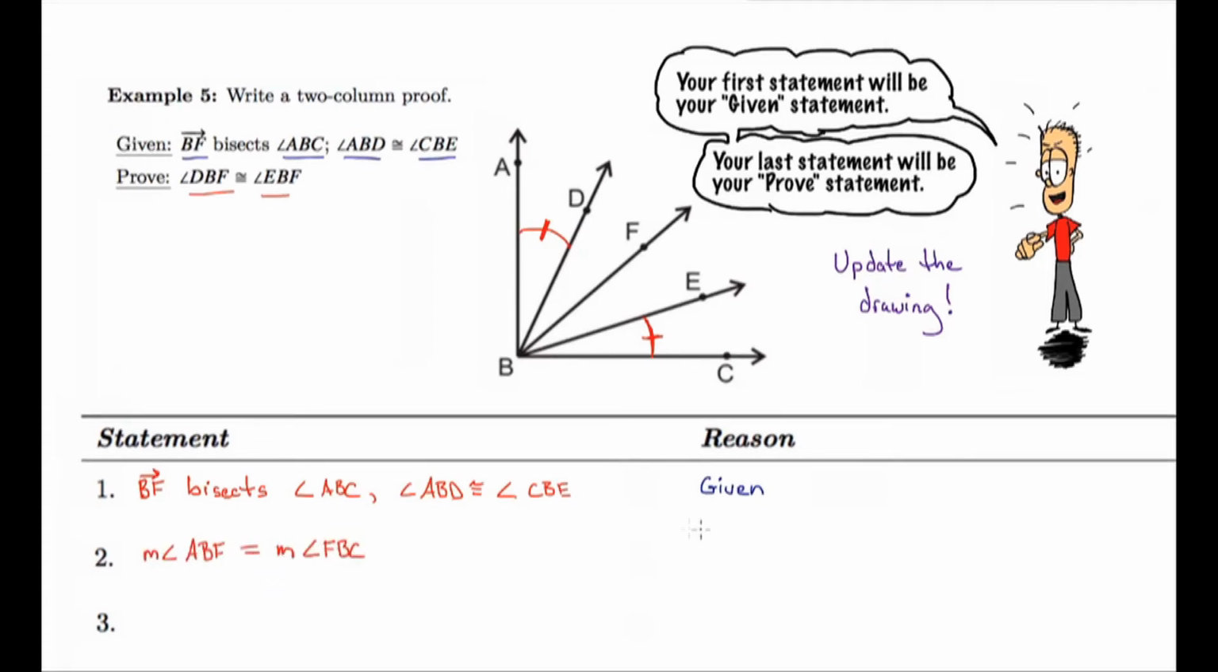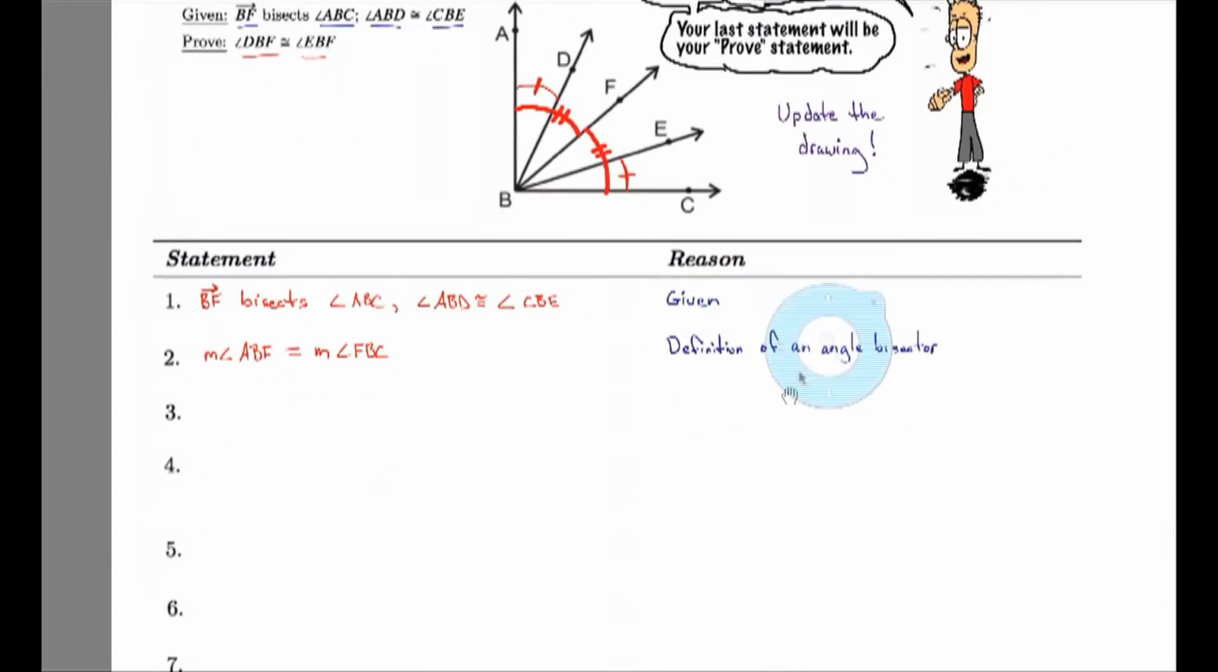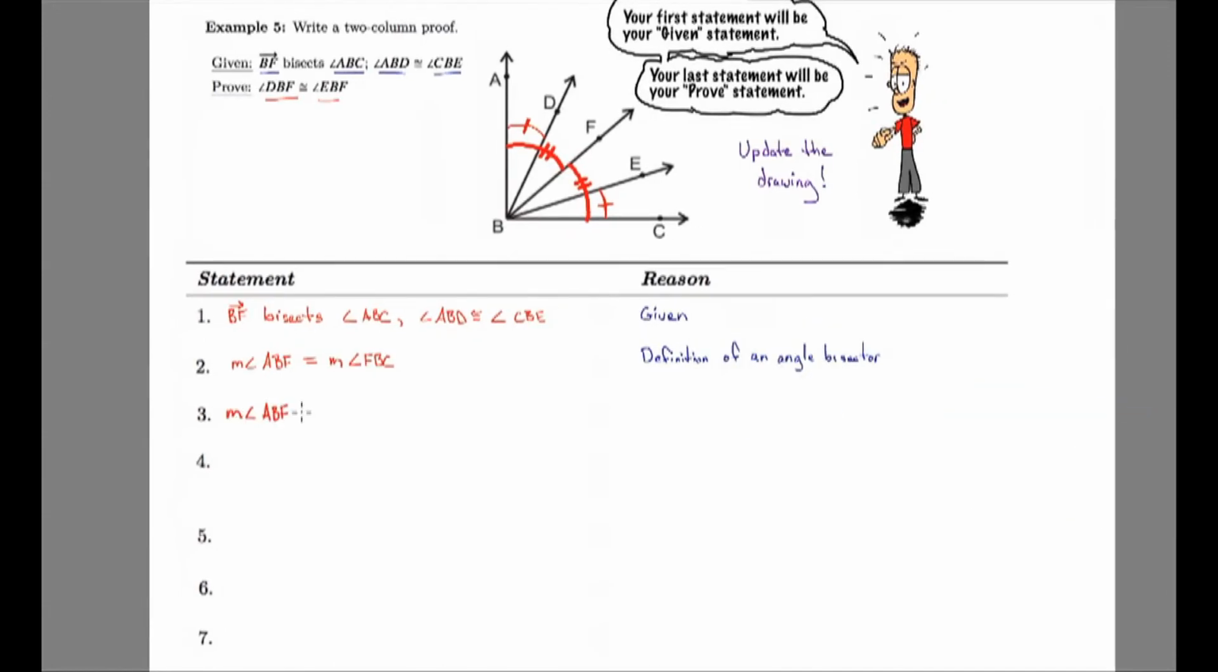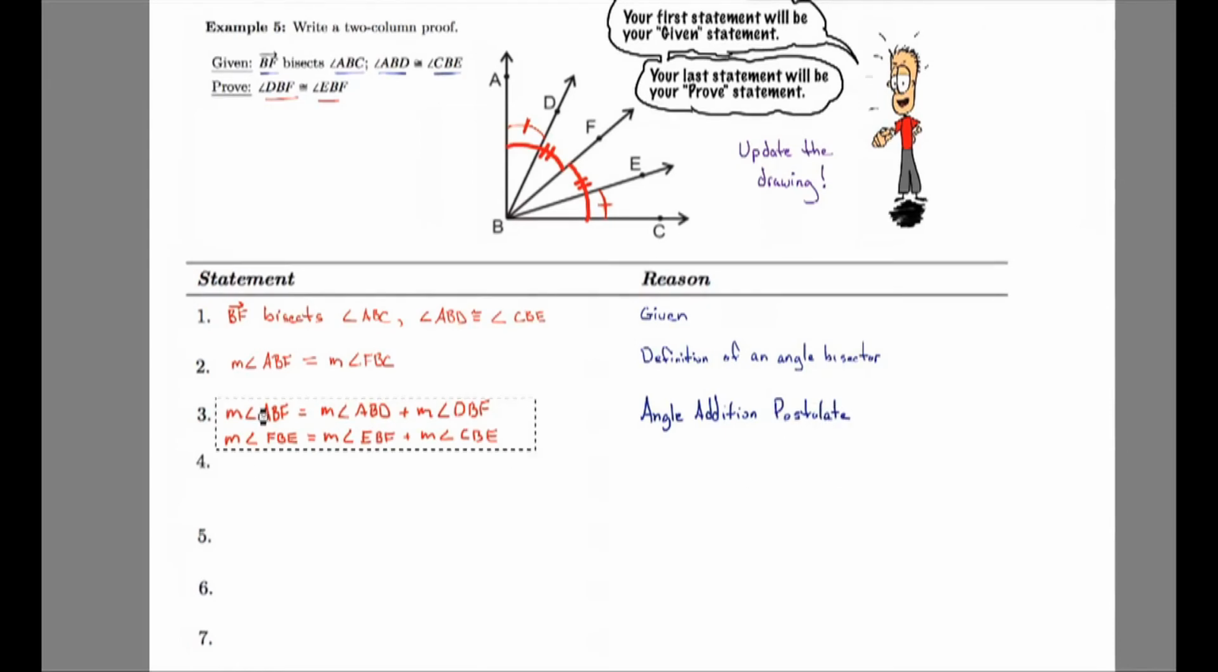My second statement, I could say the measure of angle ABF is congruent to the measure of angle EBC. Well, that's because of the bisector, the definition of an angle bisector. So now I'm going to label those arcs as congruent. For the third statement, the measure of angle ABF equals the measure of angle ABD plus the measure of angle DBF. And I can also say the measure of angle FBE is equal to the measure of angle EBF plus the measure of angle CBE. And this is true because of the angle addition postulate.